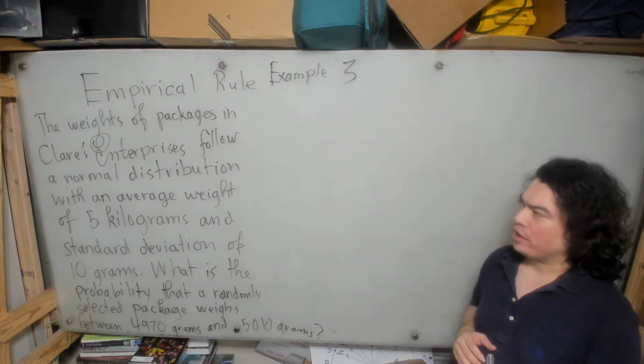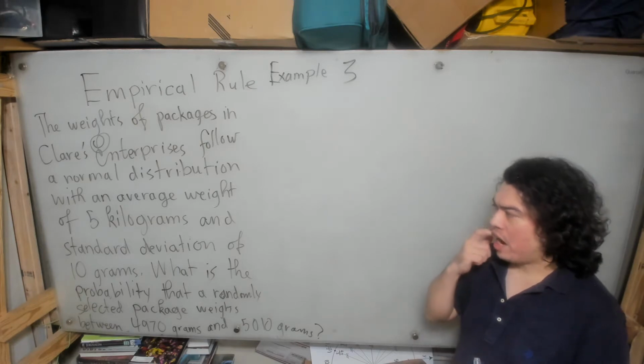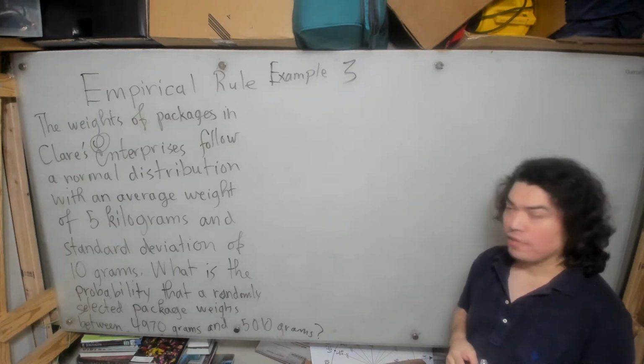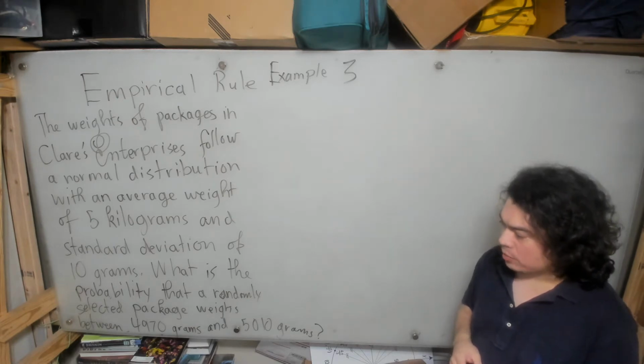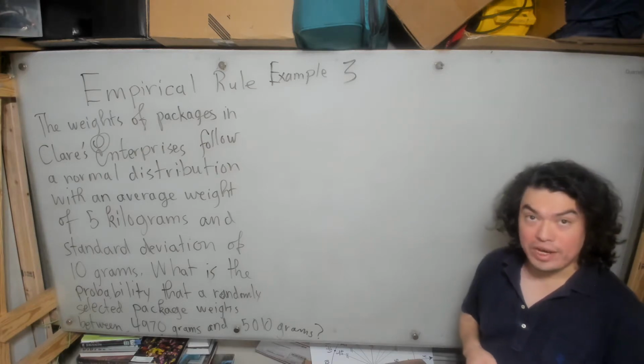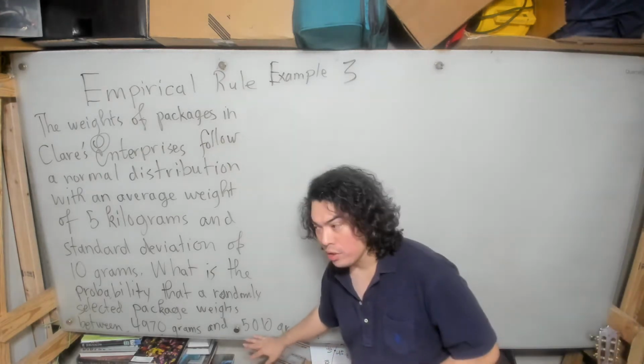The weights of packages in Claire's enterprises follow a normal distribution with an average weight of 5 kilograms and a standard deviation of 10 grams. What is the probability that a randomly selected package weighs between 4970 and 5010 grams?